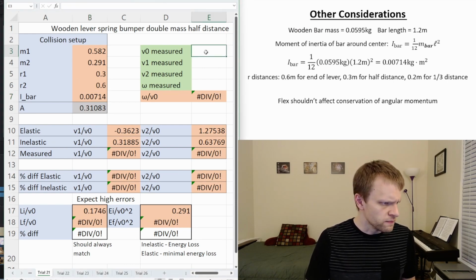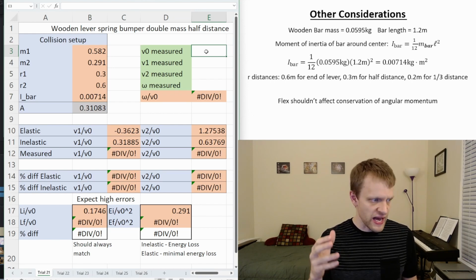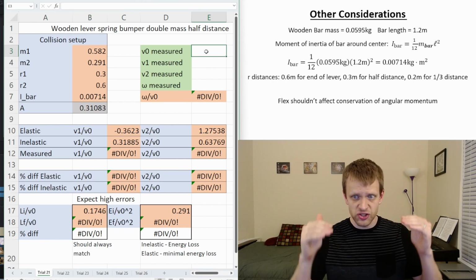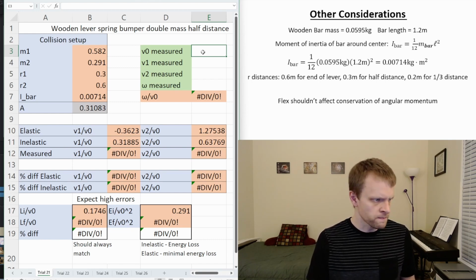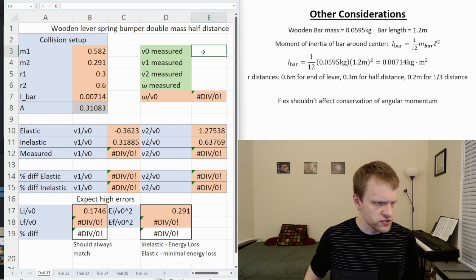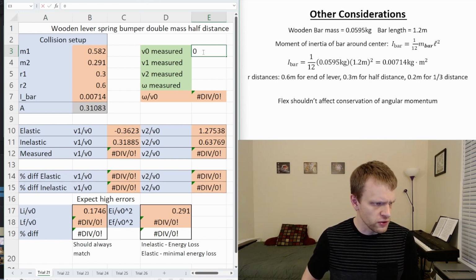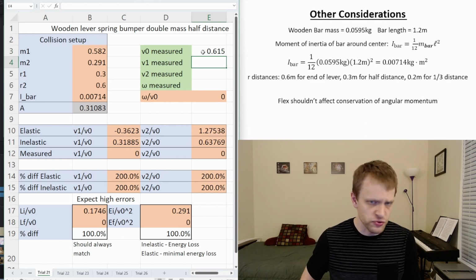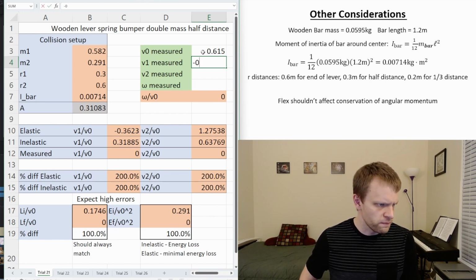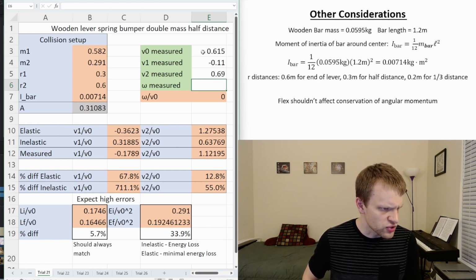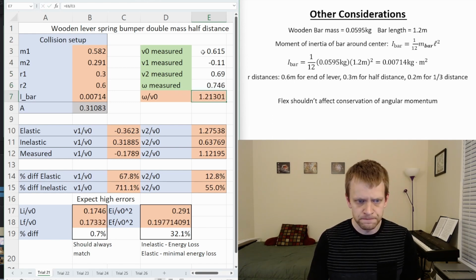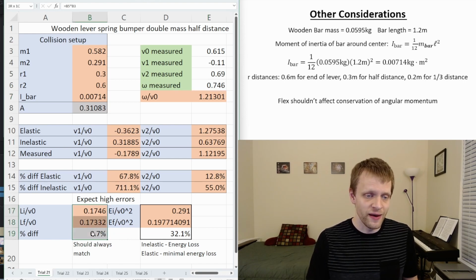So this was twice the mass at half the distance. Let's see if the fact that the bar has some flex to it actually does change something about this conservation of angular momentum. So trial 21, original velocity before the collision was 0.615 meters per second. After the collision, object 1 bounced back with a velocity of 0.11 meters per second. Cart 2 after is moving at 0.690 meters per second, and that angular velocity in that case was 0.746.